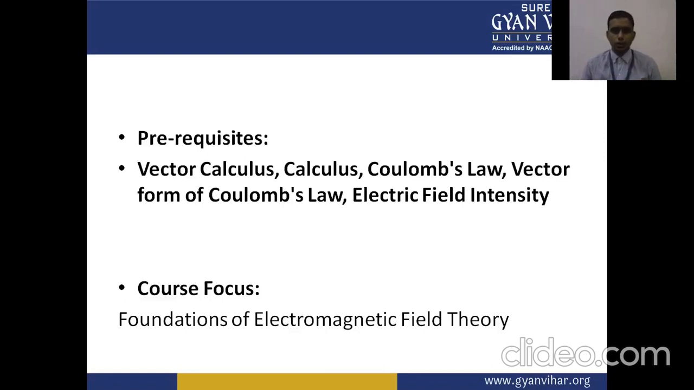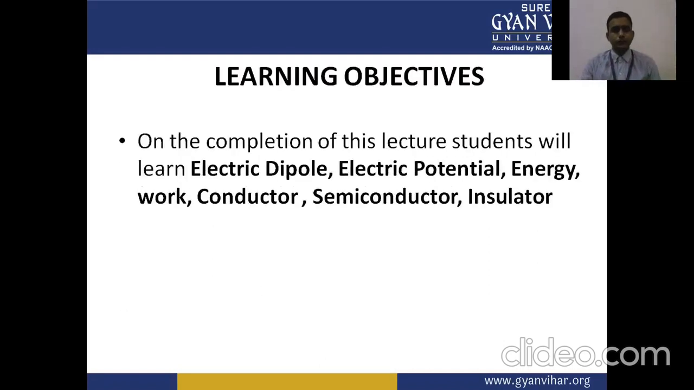The course is focused on the foundation of electromagnetic field theory. In this lecture, the student will learn the electric dipole and conductor, semiconductor, and insulator theory. The basic learning objective is that the student will be able to understand the concept of electric dipole, electric potential, energy, and work in electrostatics, and the conductor, semiconductor, and insulator. The student will understand the concept of conductors, semiconductors, and insulators, and will differentiate the three types of materials.